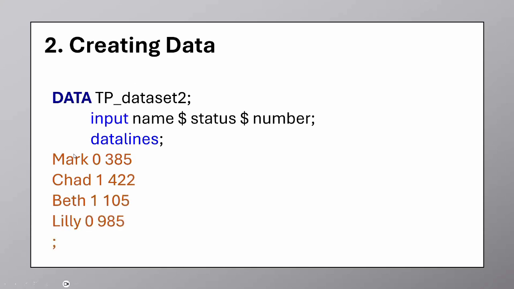And so names, so this would be Mark, Chad, Beth, and Lily. Those are class variables. Status, even though these are numbers 0 and 1, I want it to be considered a class. So I have a $ sign after that. But then the last ones are just numbers. So I just have them as numbers. So there we go. Pretty simple. Typically, you're going to be importing bigger data sets, but for smaller things, sometimes creating your own data makes sense.